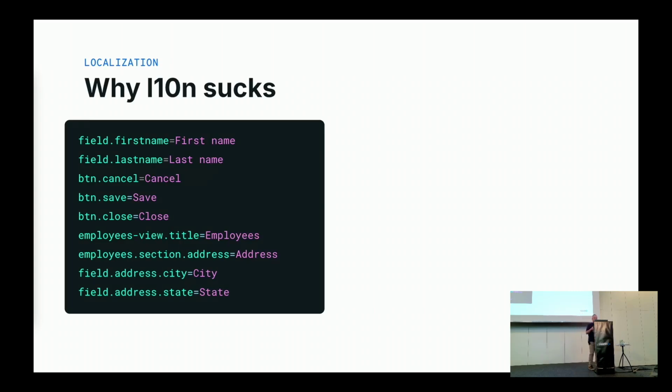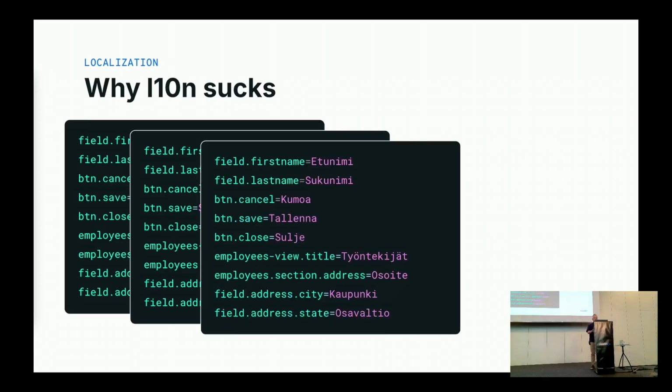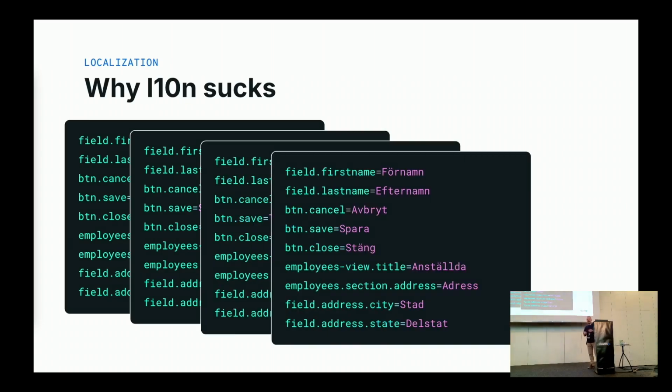So we have the default language that could be English, and then we have one for German, and then we have one for Finnish and one for Swedish. And when you're localizing, that is translating the UI, you just need to kind of work with all of these files in parallel, making sure that they all have a line for each translation key and an appropriate translation and so on.